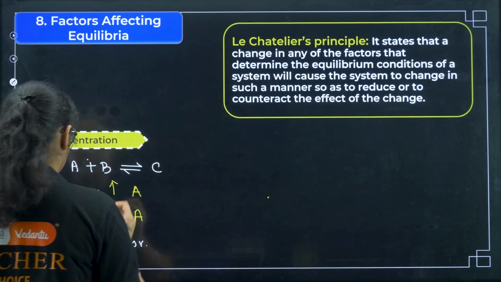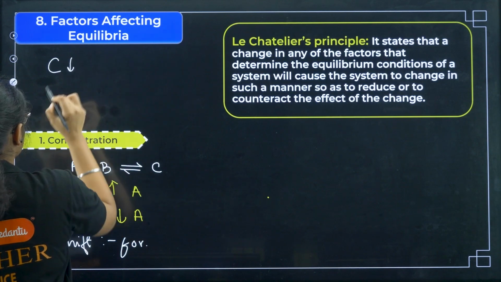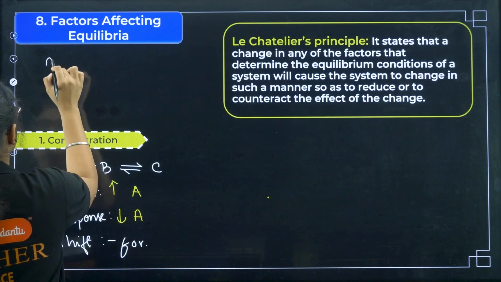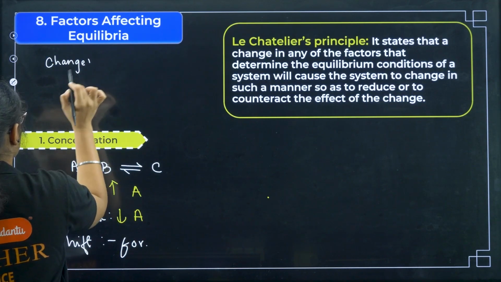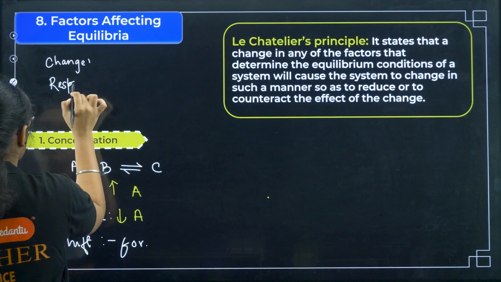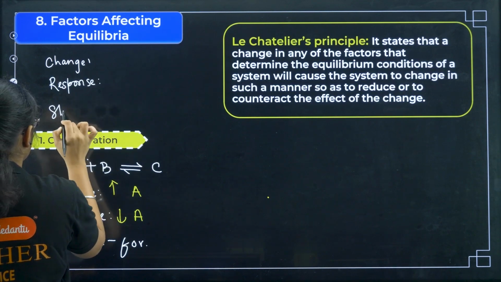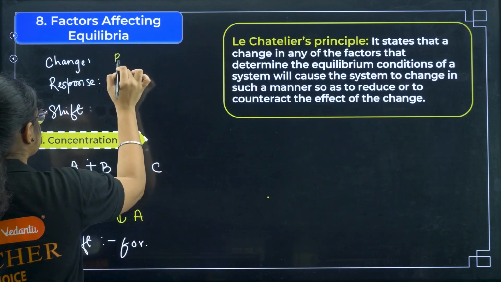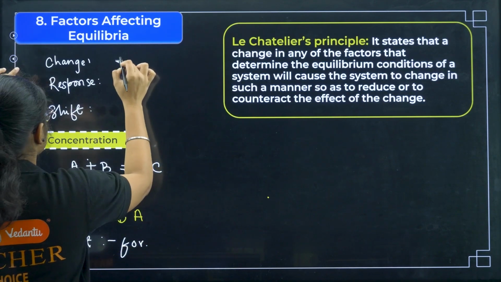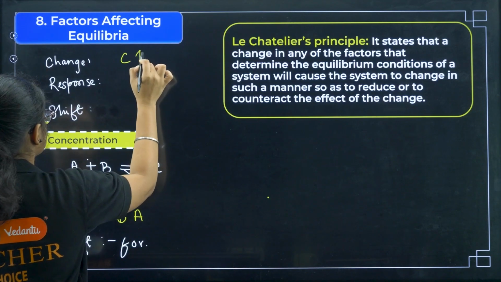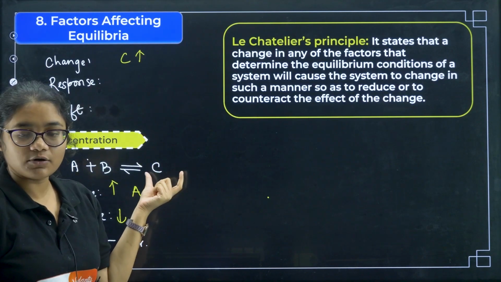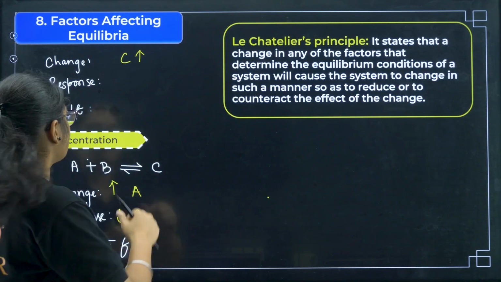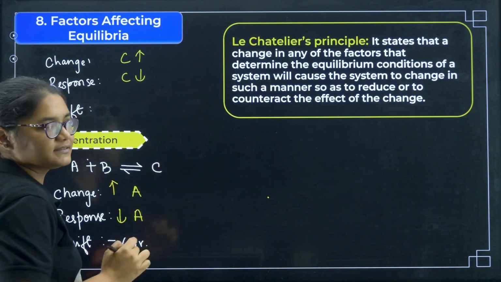If you have, for example, changed the concentration of C, let me write it in 3 columns like this. First is what is the change that we have introduced, next what will be the response, next which side it will be shifting. Now see, we'll talk about C, right? So let the disturbance be that you have increased the concentration of C. The reaction was already at equilibrium, you added some more C to that. Then what will be the response? The reaction will try to decrease C, right?